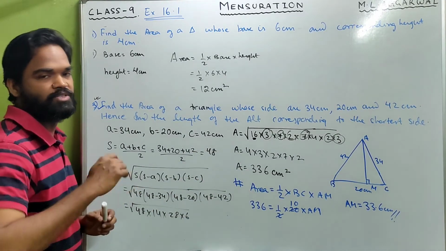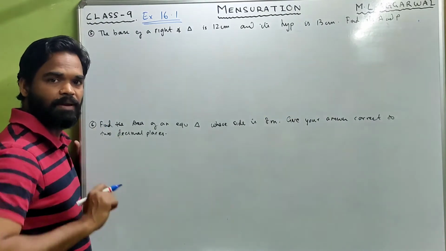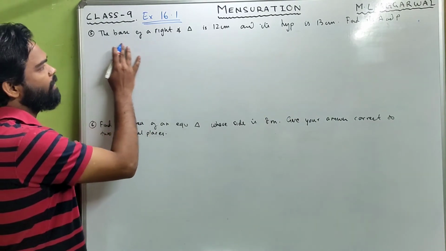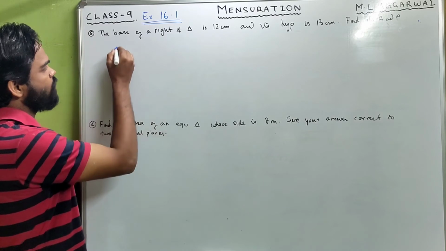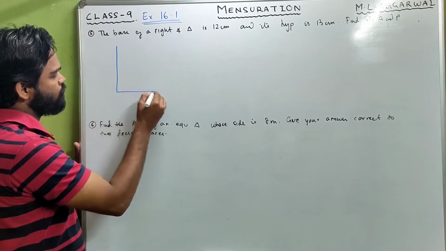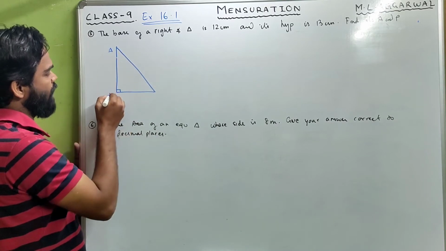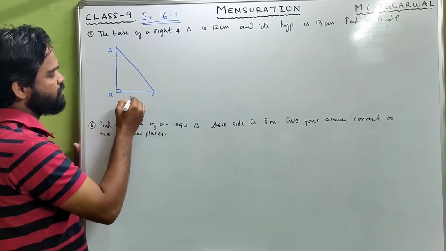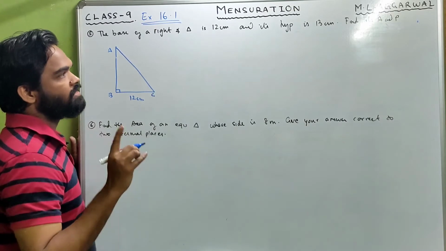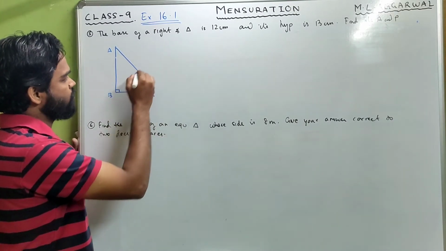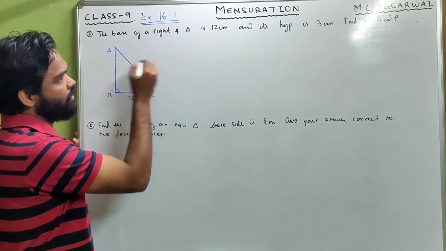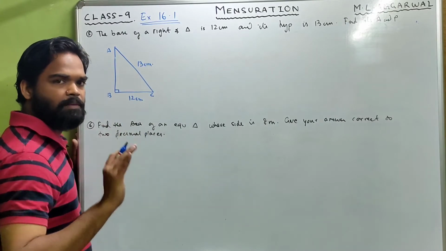Okay, now let us look at the next sum. Now look at sum number 5. Pretty easy. The base of a right angle triangle is 12. So we'll draw a right angle triangle. Suppose right angle at B. The base is 12 centimeter and its hypotenuse, which means opposite to 90 degree, that's 13 centimeter. Find its area and perimeter.